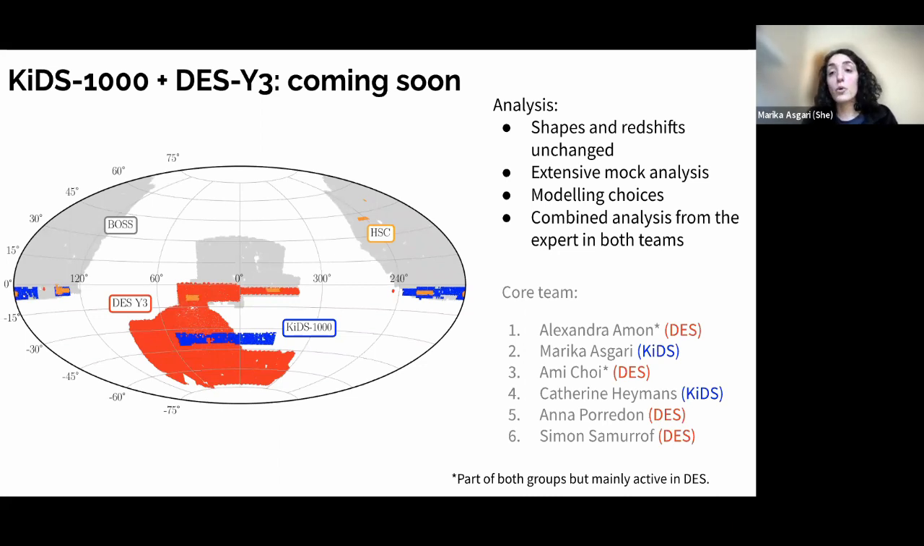And then analyze both data sets. The core team you can see here is a combination of people in DES and KiDS. The analysis is basically done, so we're just writing the paper now, and it should be out in a couple of months or something. Famous last words, maybe.